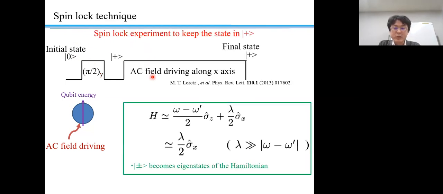So the spin lock technique is written like this. First of all, prepare the spin down state and perform the half pi pulse along the y direction.